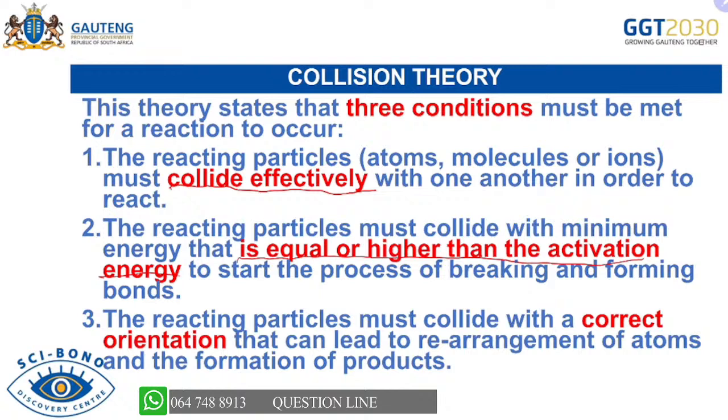So we need correct orientation so that it can lead to the arrangement of atoms and the formation of the product. So we know already that the three factors needed for the effective collision or the reaction to occur are: effective collision, sufficient energy, which is activation energy, and thirdly, correct orientation.